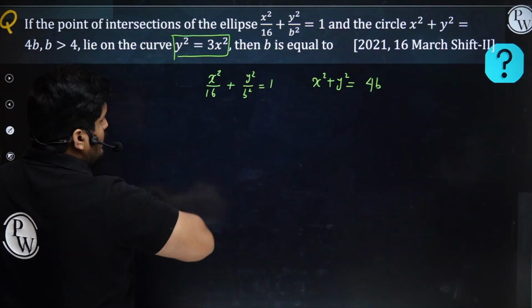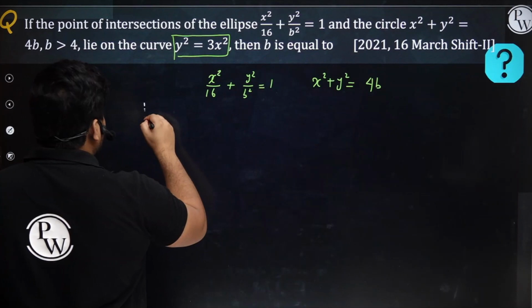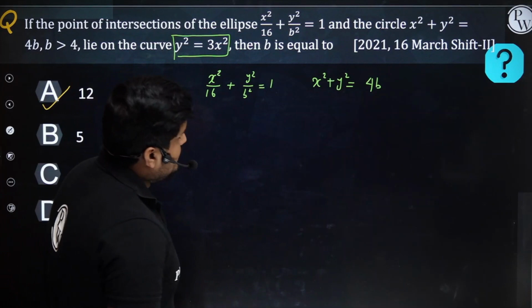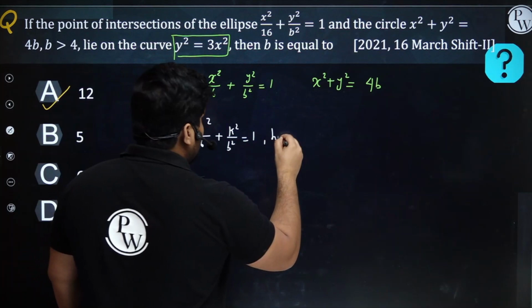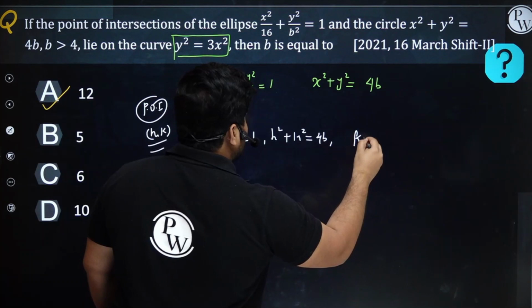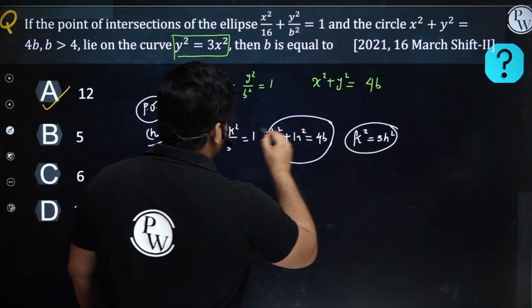Fine. So what we can say, let's say point of intersection is h, k. Point of intersection, guys, is h comma k. So we can put that h comma k in all the equations, right? We can say that h square by 16 plus k square by b square equal to 1, then h square plus k square equal to 4b, then k square equal to 3h square. So we have these three relations and we need to find out b. We have to eliminate h square and k square. We need to get everything in terms of b.